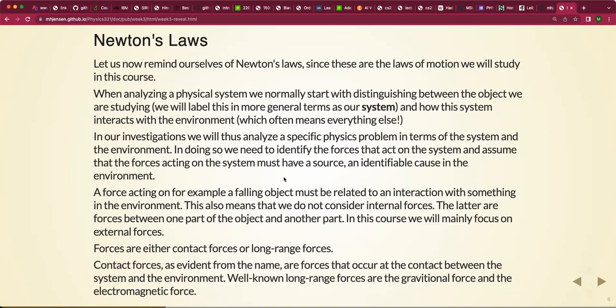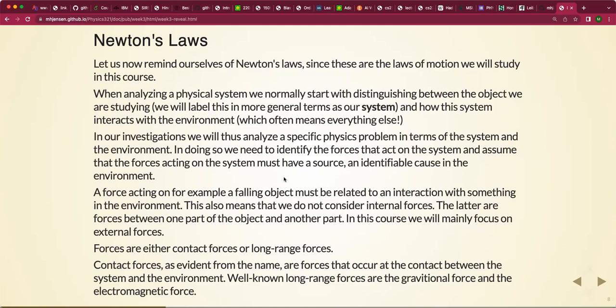And the internal forces become more the topic for thermal physics, statistical physics, and obviously quantum mechanics. And we are not going to dive into that level of depth of physical phenomena.